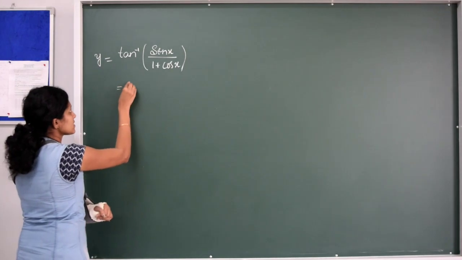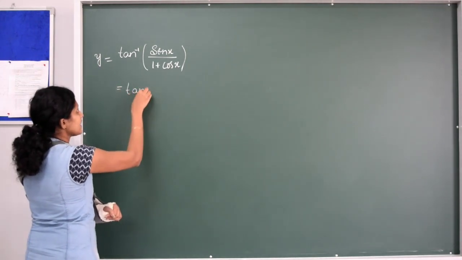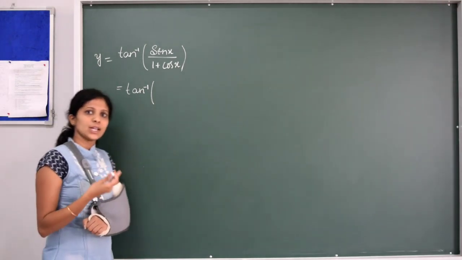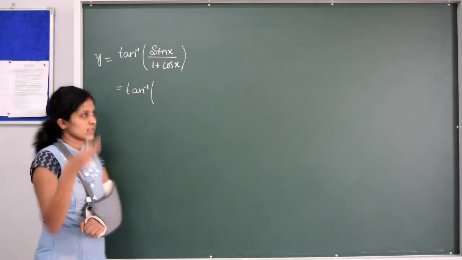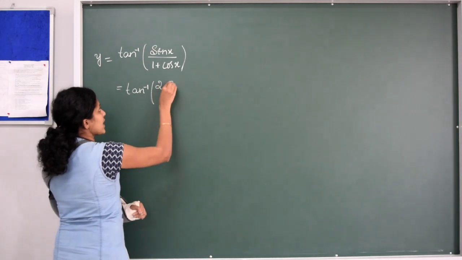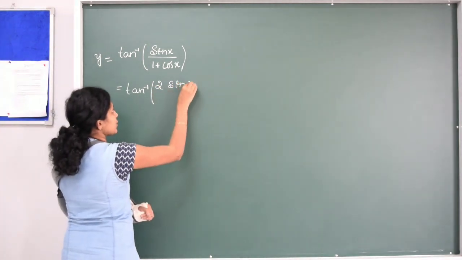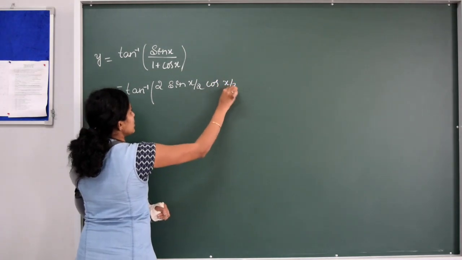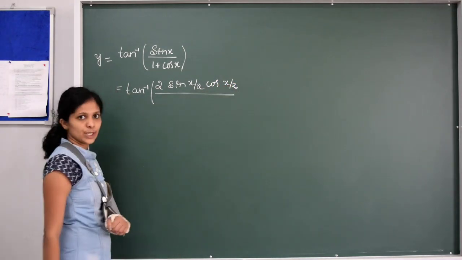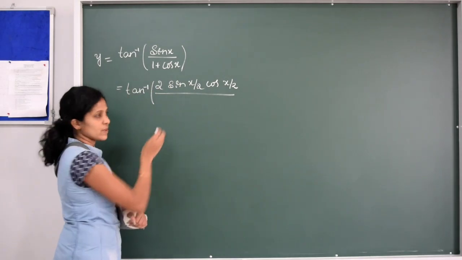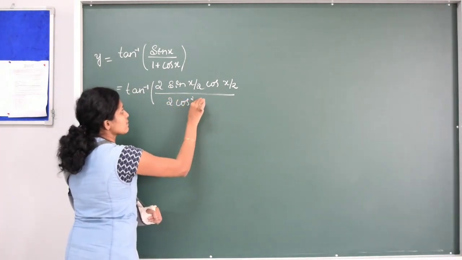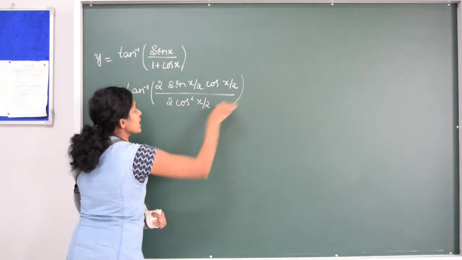So what we can do is, here we will write this as tan inverse of, what is sin x? By using the sin 2x formula, sin 2x will be 2 sin x into cos x. So sin x will be 2 sin x by 2 into cos x by 2. Is it clear? 2 sin x by 2 into cos x by 2. 1 plus cos x, what is 1 plus cos x? It will be 2 cos square x by 2. Is it clear?